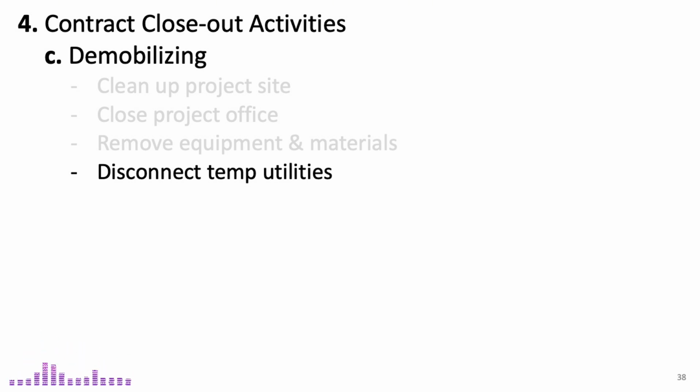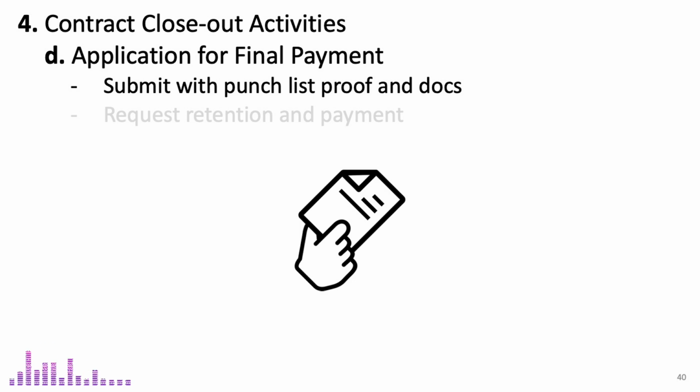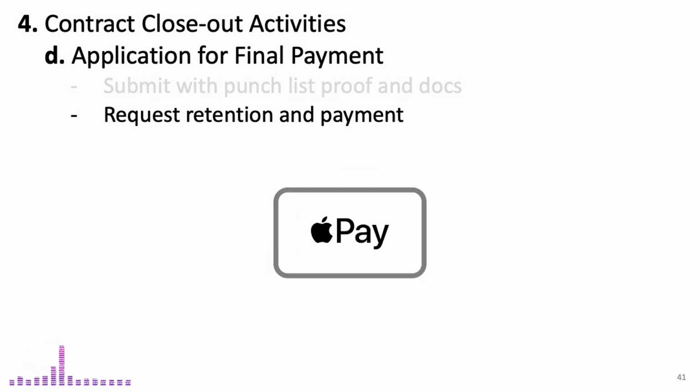To completely close out the contract and receive the final payment, the contractor must submit a final payment application to the owner. The final payment application should be submitted along with necessary documentation, such as final inspection reports, certifications, as-built drawings, and warranties. This application typically requests the release of retention and payment for any work completed since the last payment. The owner will then review the application and confirm that all conditions of the contract have been met.